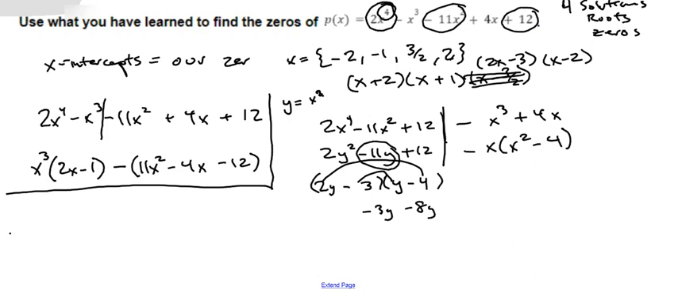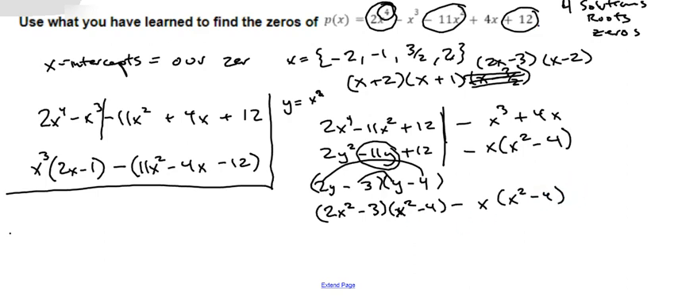So lo and behold, now what we're going to do is rewrite this, substituting back in the x squared where y is. All right, so you go 2x squared minus 3, times x squared minus 4, minus x times x squared minus 4. And so now I can do factoring by parts.